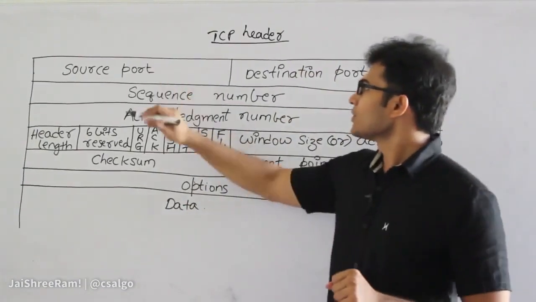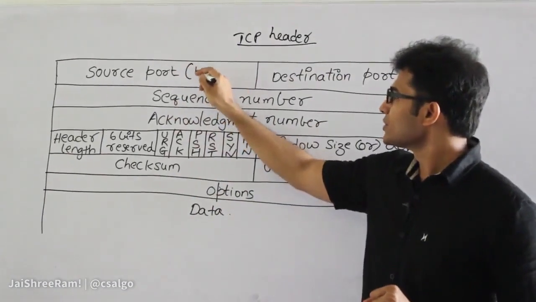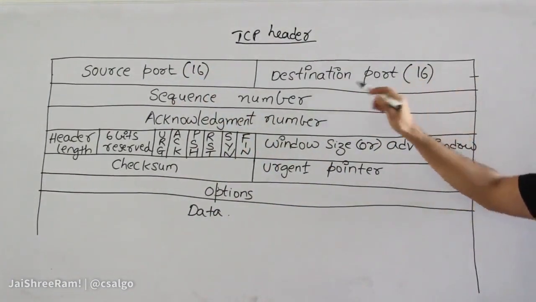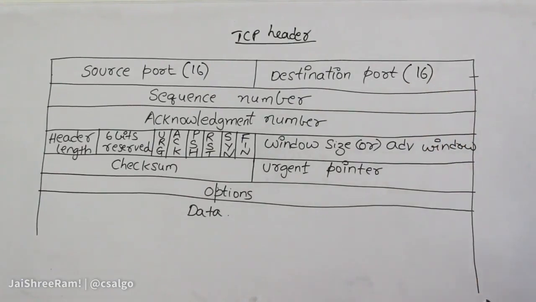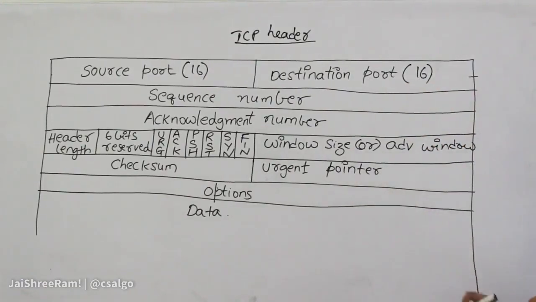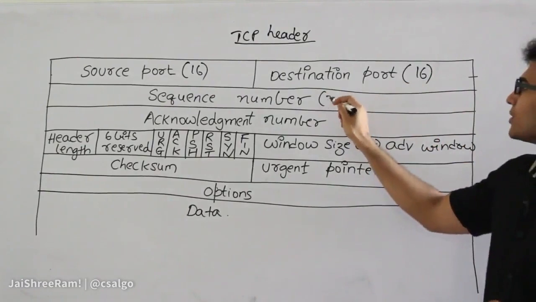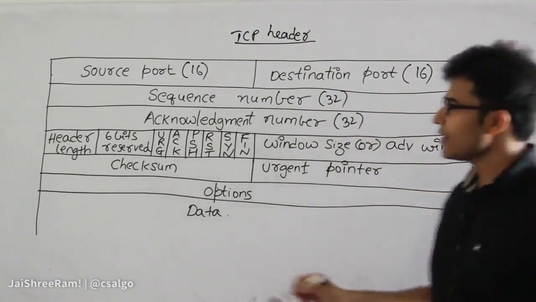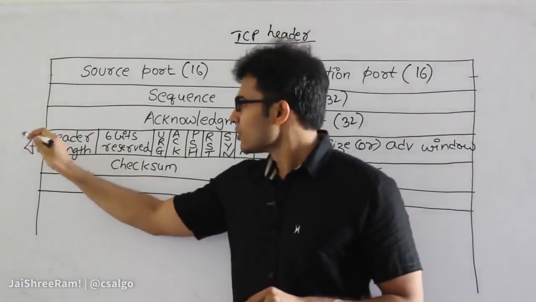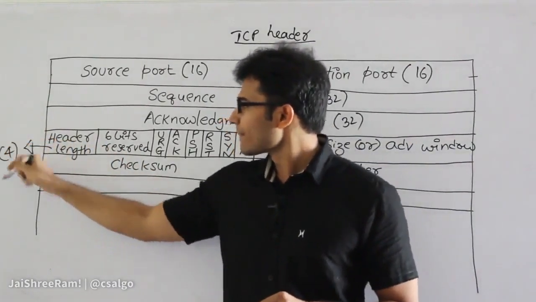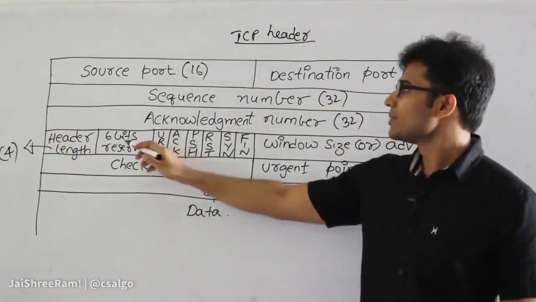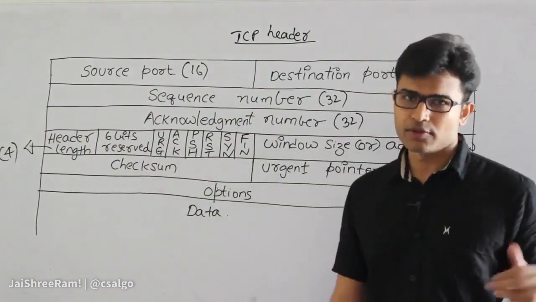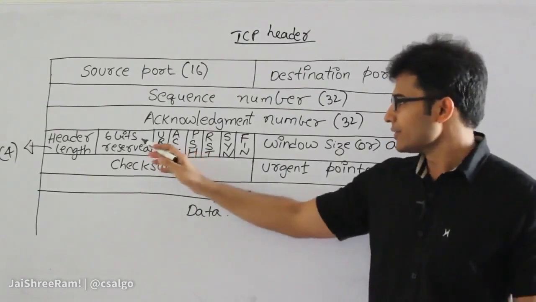So the first one is source port, which is 16 bits, and destination port, which is 16 bits. Here, whatever numbers I am writing within brackets are bits except the last one. Sequence number is 32 bits, acknowledgement number is 32 bits, and header length is 4 bits, and the next 6 bits are reserved. All these bits are not used. It is simply zeros in most of the cases, and in all the cases.